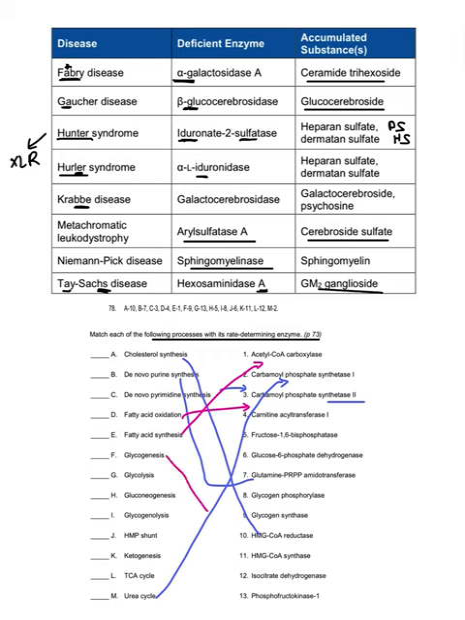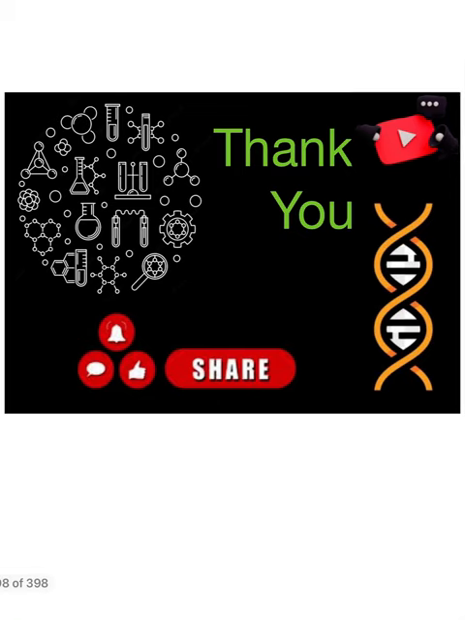Now coming to glycogenesis, meaning we are forming glycogen, so it will be glycogen synthase. Now glycolysis: phosphofructokinase, that is PFK1. Gluconeogenesis: fructose 1,6-bisphosphatase. Now glycogenolysis, meaning you are breaking down glycogen, so there will be glycogen phosphorylase. HMP shunt: glucose 6-phosphate dehydrogenase. Similarly, you can match the rest.